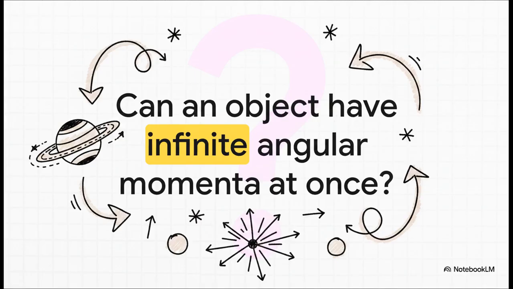And that leaves us with one last kind of mind-bending thought to chew on. If a planet is flying through space, does that mean it has just one angular momentum? Or does it actually possess an infinite number of them, one for every single possible observer in the entire universe? Based on the physics we just worked through, the answer is, yeah, it does. Pretty wild when you think about it.